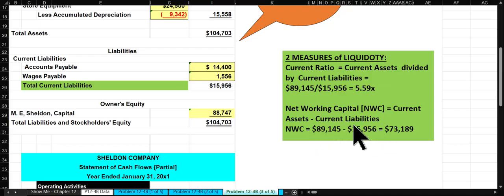So same two numbers, but now we're subtracting one from the other, and it tells us that if we were to pay off all of our current liabilities, we would have $73,000 left over to do other things in the business.